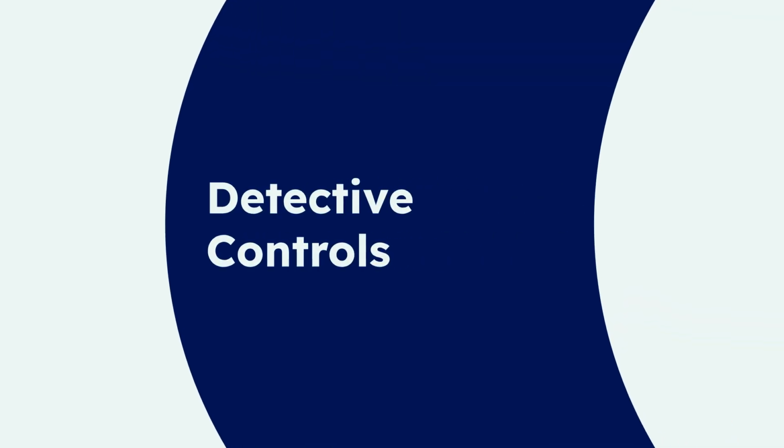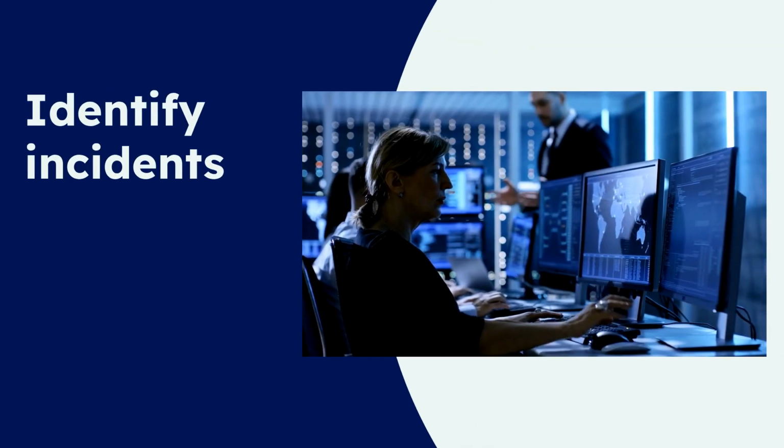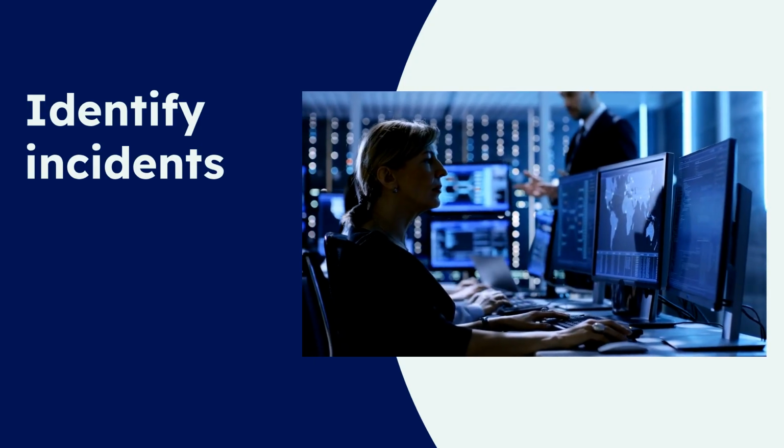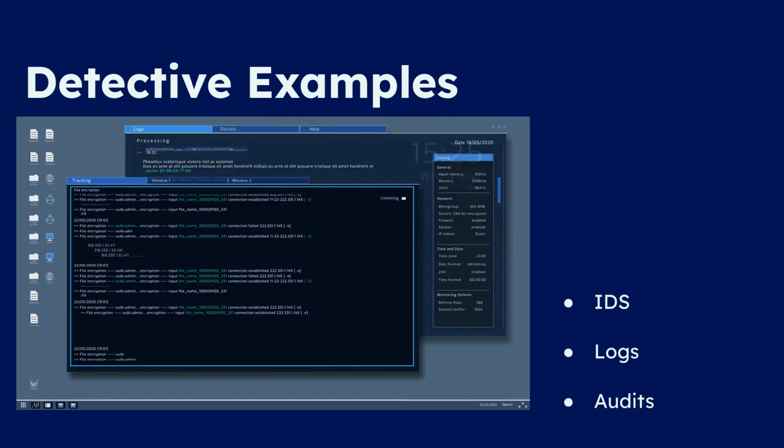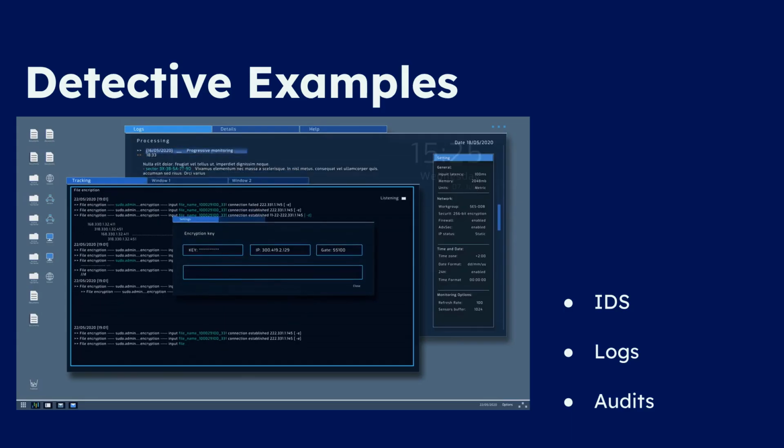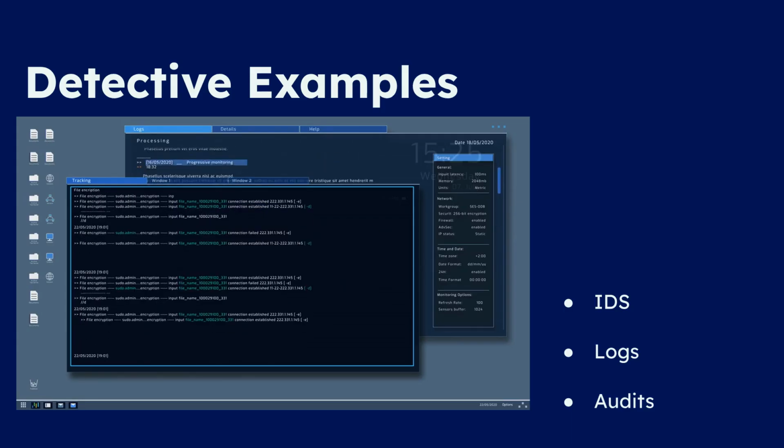Next, let's look at detective controls, which come into play when preventative measures might fail. Detective controls are designed to identify and alert you to a security incident or breach as soon as or shortly after it occurs. Examples include intrusion detection systems or IDS, comprehensive security logging, and regular audits to spot unusual activity.